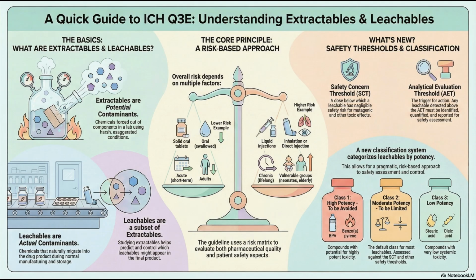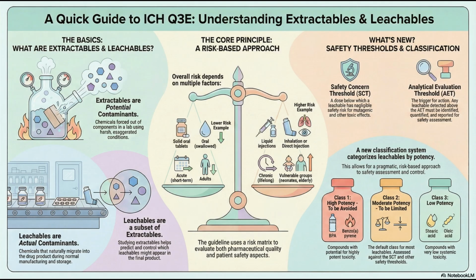One last point on this. What happens when you find an unknown? A Class 2 leachable, maybe? Yeah. But there's just not enough toxicology data out there for it. The guideline encourages what it calls a read-across approach. So if data on your specific compound is sparse, you try to find a structurally similar compound, a surrogate, that does have good toxicological data. And if that surrogate's data supports the safety of your leachable at the level you found it, you may be able to avoid doing new, expensive safety studies. That feels like a very practical acknowledgement of the reality of this work. It is. It's about leveraging existing knowledge to be more efficient.